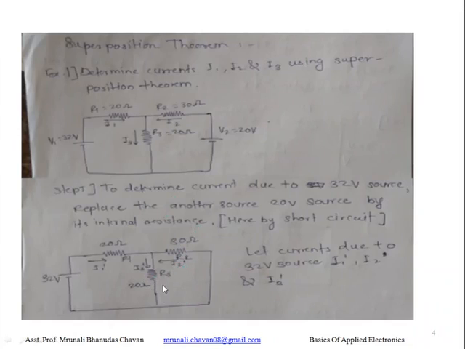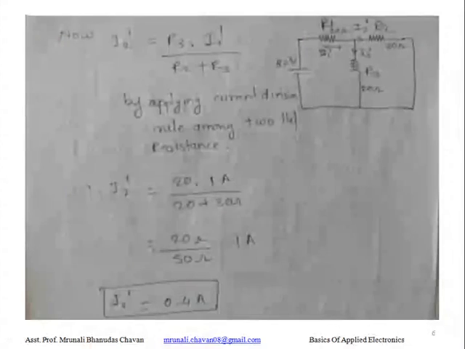What is the current division rule? We have seen the current division rule states that the current through any parallel resistance is equal to the opposite branch resistor multiplied by the circuit current divided by the sum of the two resistors. So for I2 dash we get the equation R3 into I1 dash divided by R2 plus R3, and for I3 dash we get the equation with the opposite branch resistor, which means R2 into I1 dash divided by R2 plus R3.